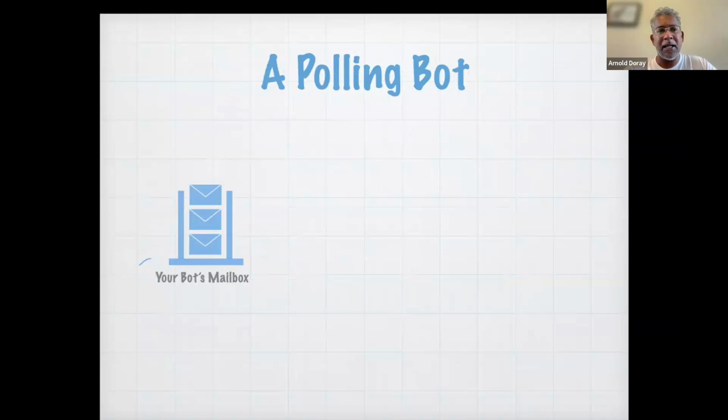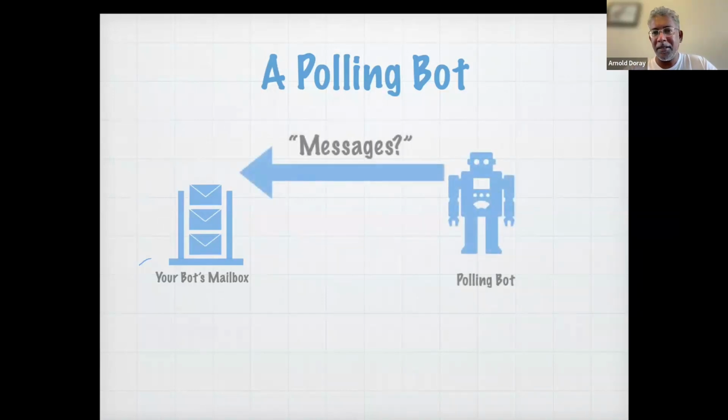Today I'm going to focus on getting this installed and working on your laptop or whatever else you're going to use. So now how is the polling bot really going to work? We've already seen that your bot has got a mailbox. Your polling bot is going to say, what kind of messages do you have for me today? And it's going to do that maybe every 10 seconds, every 15 seconds. Later on, I'll show you how you can change that.